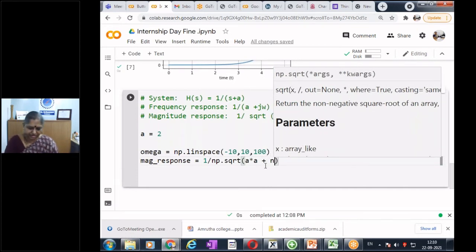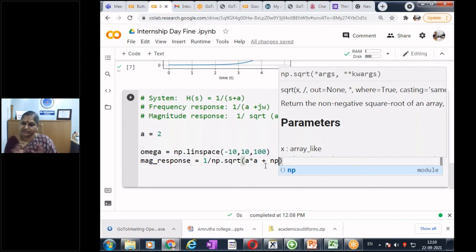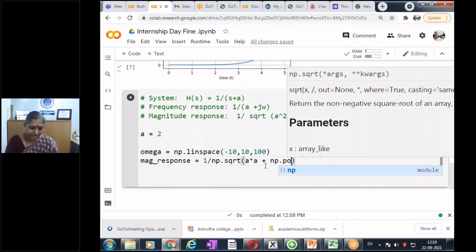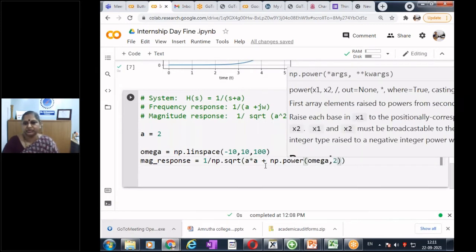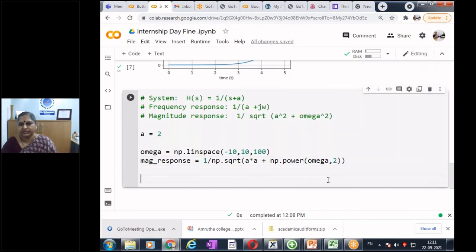Omega is not a number, it's an array. So I want to raise this array to the power of 2. So omega comma 2. Any doubt here? So I am doing np dot square root of a square plus omega square. Omega is an array, so I am raising omega to the power of 2. And this is what I have, the magnitude.